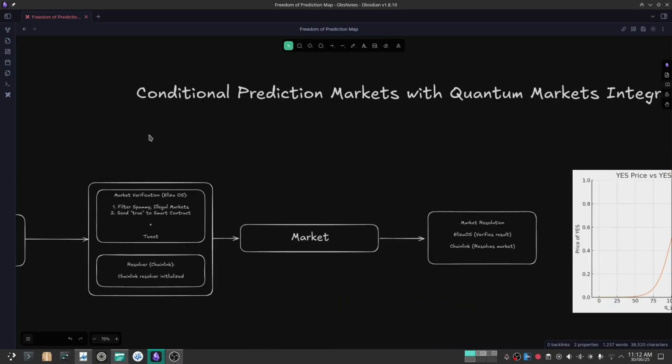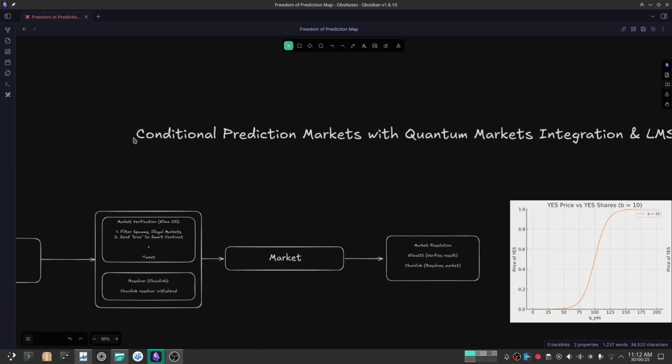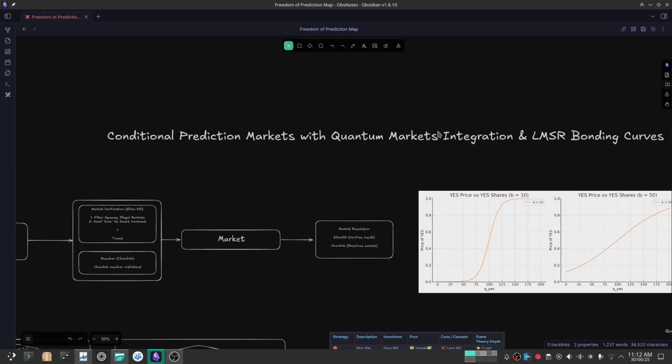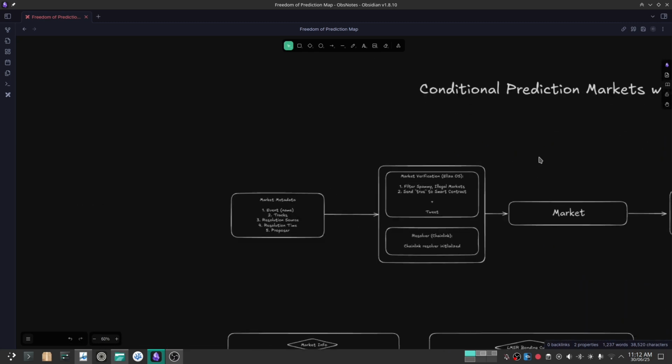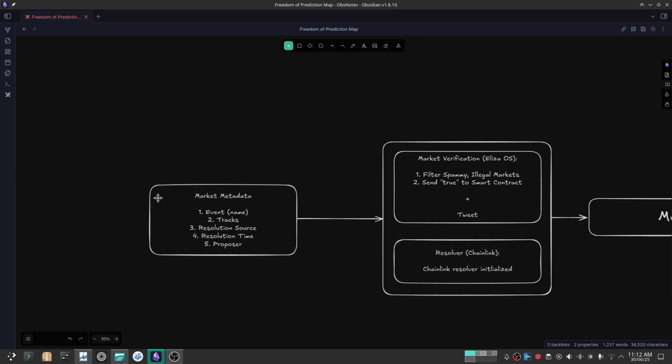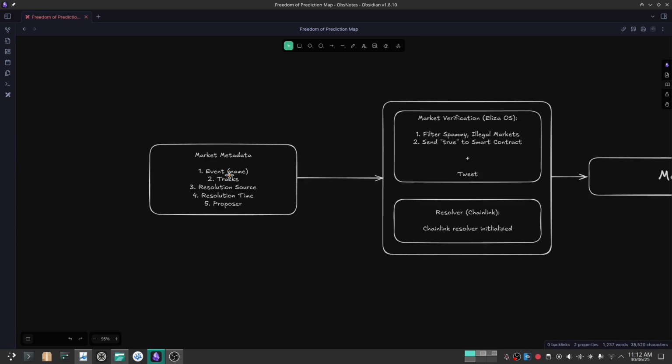So let's talk about conditional prediction markets with quantum markets integration and LMSR bonding curves. Let's take a look at how this market works. For the market to be created, we need a name of the market or the event which is going to happen, and the various tracks of the market, and the resolution.